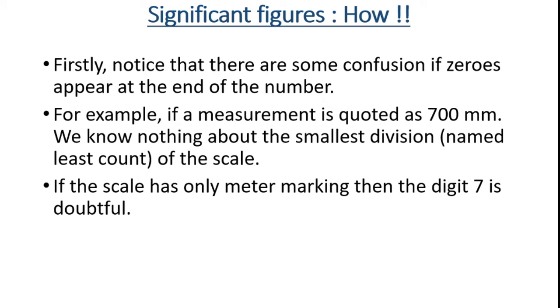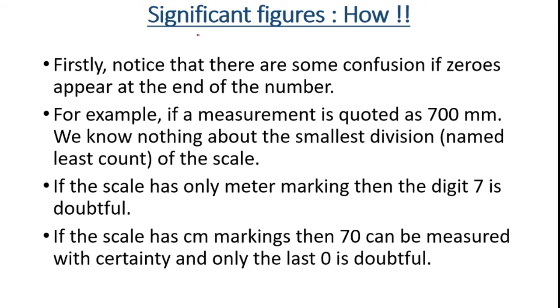Someone says it is 700 millimeter, it may very well be 750 millimeter, and it may very well be 800 millimeter. You have no idea because there are no markings. So this figure 7 itself becomes doubtful. However, had it had a centimeter marking, then the situation would have been different. Up to this point, you would have been certain, and the only doubtful figure would have been the last 0.